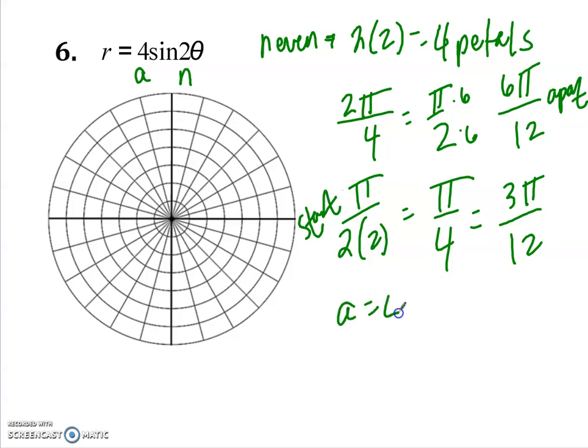And then A is equal to 4. Okay, so I go... no, I want this. 1, 2, 3. Okay, that's where I start. I'm going to go out 4, so 1, 2, 3, 4. All right, and then I'm going to count 6. 1, 2, 3, 4, 5, 6. 1, 2, 3, 4, 5, 6. 1, 2, 3, 4, 5, 6. Perfect.